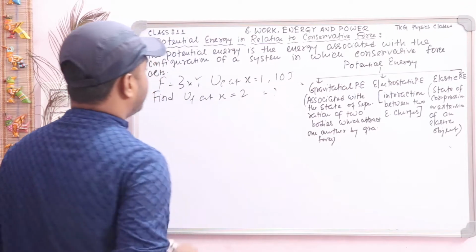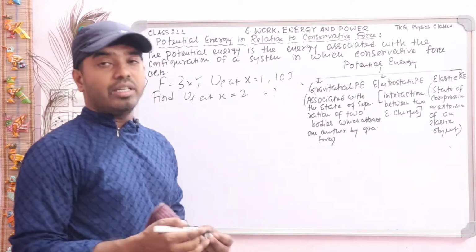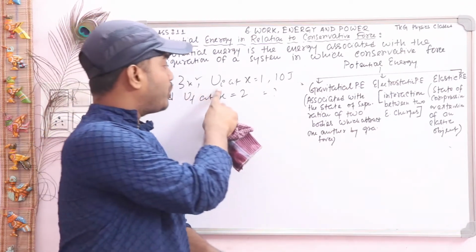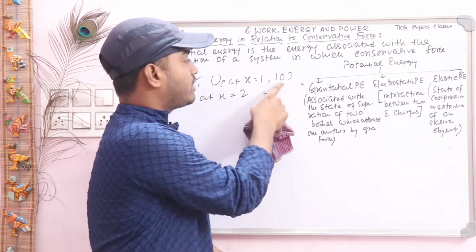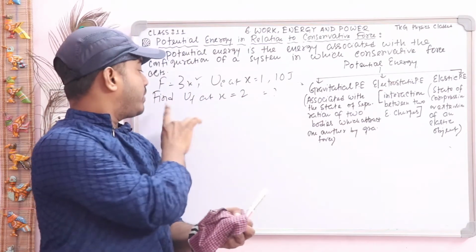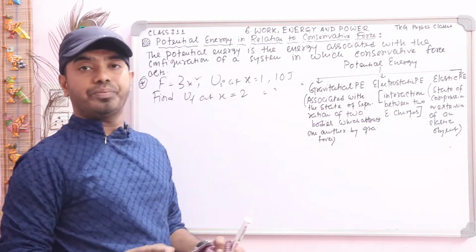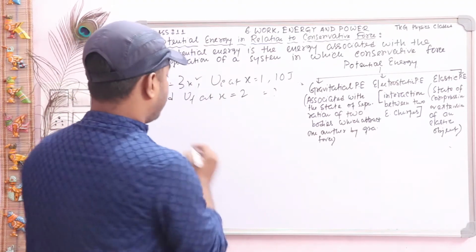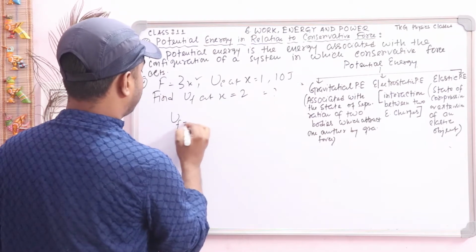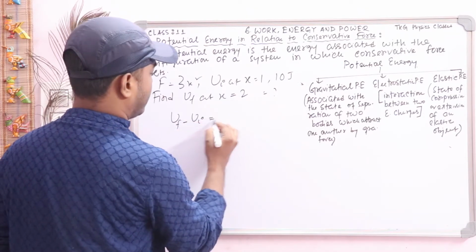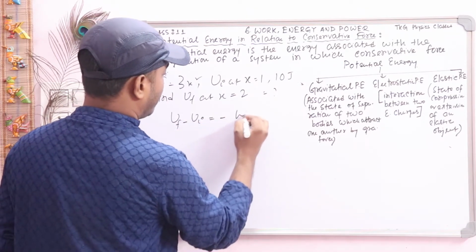Okay, this is the question. See, the force value is given, the initial potential energy at x equal to 1 is 10 joule, and you have to find out the final potential energy at x equal to 2. So you know the formula. According to our formula, final potential energy minus initial potential energy is equal to minus of work done.